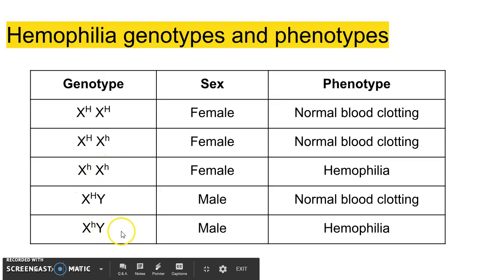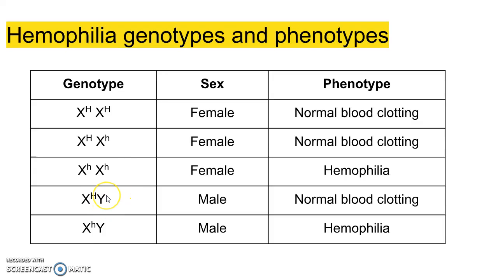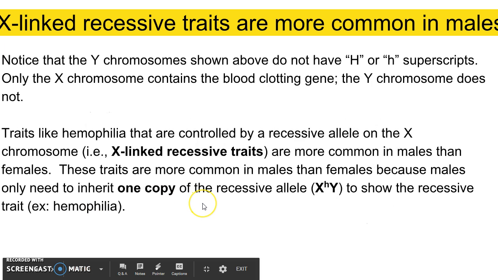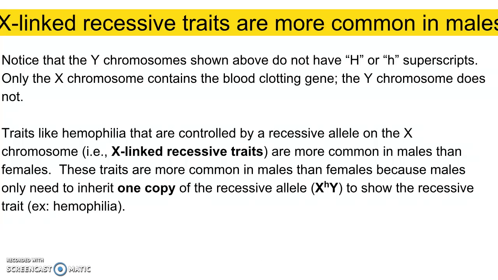Okay, and then our last two possible genotypes will result in male offspring because males have an X chromosome and a Y chromosome. Notice that we don't show H superscripts on the Y because the hemophilia allele is not found on the Y chromosome. So this first male, he has an X with a big H, so that gives him normal blood clotting, and the second male has an X with a little h, so that results in hemophilia. Now, again, the Y chromosome should not have big H or little h superscripts because they don't have the blood clotting gene on the Y chromosome.